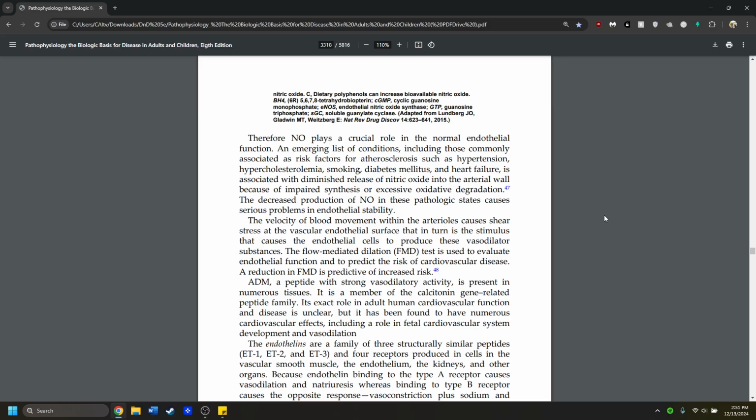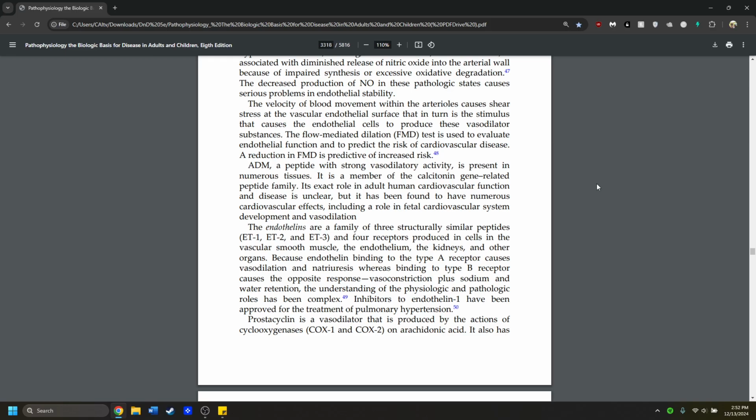The decreased production of nitric oxide in these pathologic states causes serious problems in endothelial stability. The velocity of blood movement within the arterioles causes shear stress at the vascular endothelial surface, that in turn is the stimulus that causes the endothelial cells to produce these vasodilator substances.